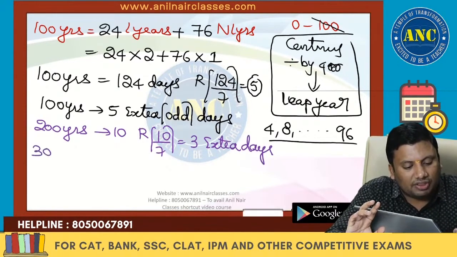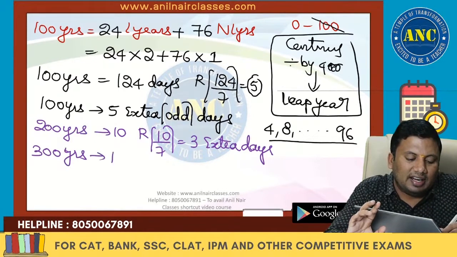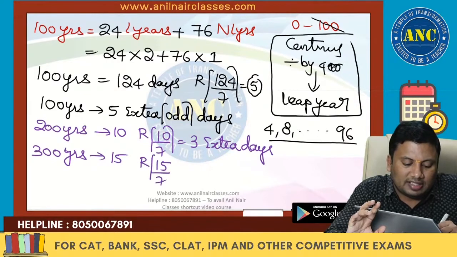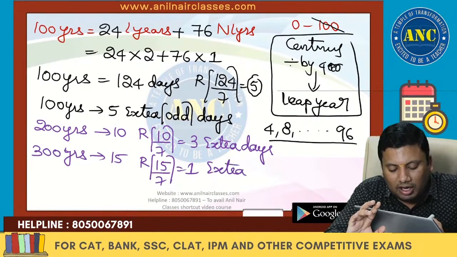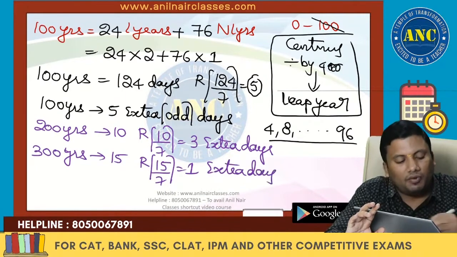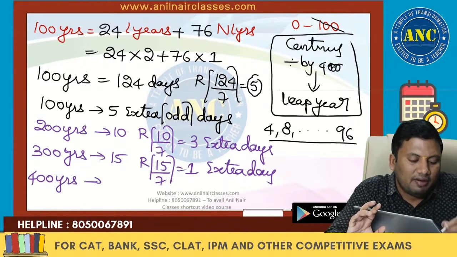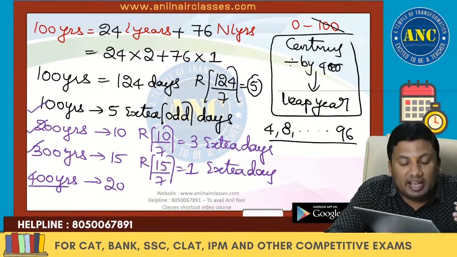If I take 300 years, 100 years is 5 extra days, so 300 years it is 15. 15 divided by 7, 7 twos are 14. It is nothing but 1 extra day. Now 400 years. 100 is 5, 400 it is nothing but 20. These are non-leap years, but 400 is a leap year.